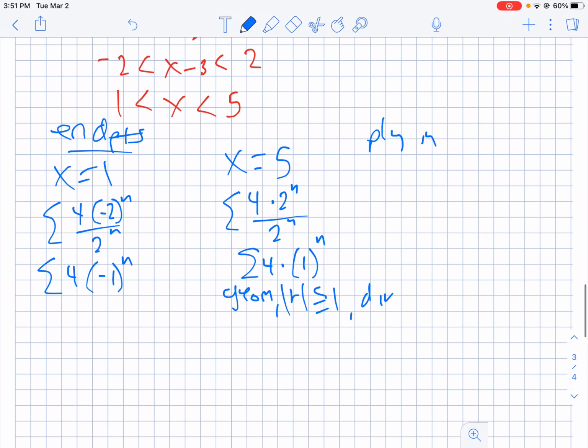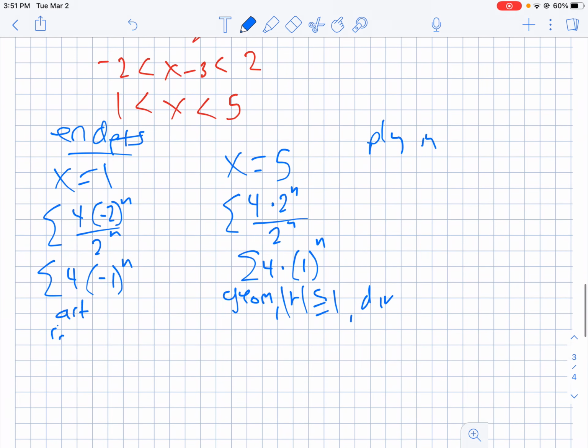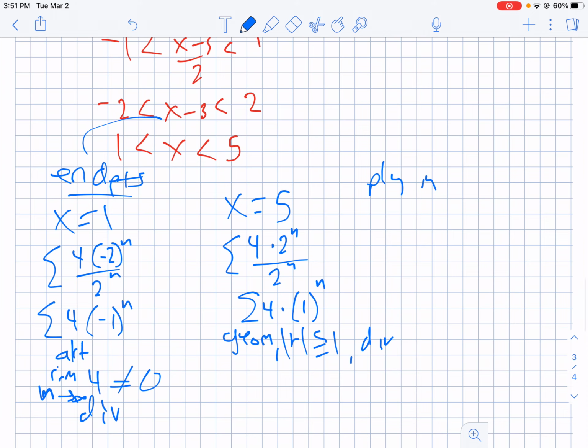You could say this is geometric as well, or you could say this is an alternating series, but if you take the limit, the limit as n goes to infinity of 4, that limit is obviously not 0. So that tells you that it is going to diverge as well. So if both of those diverge, that's telling you that this is our interval. Neither of the endpoints count. Okay, so this is my interval.